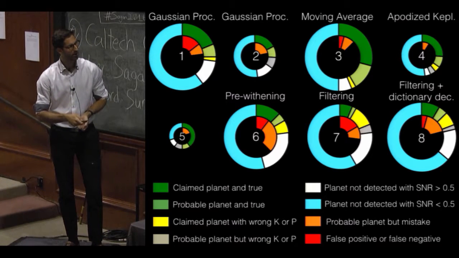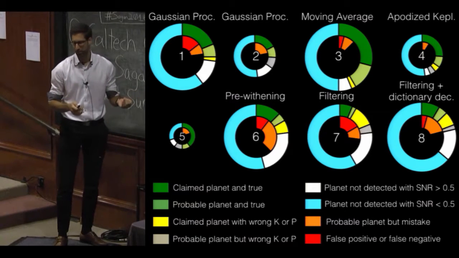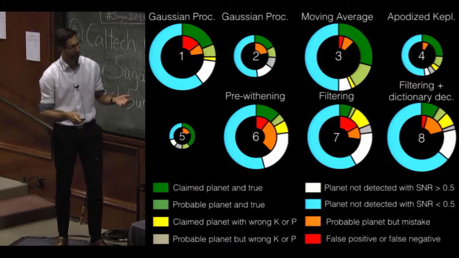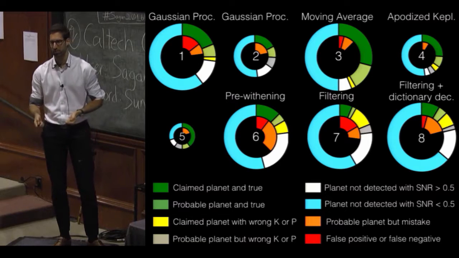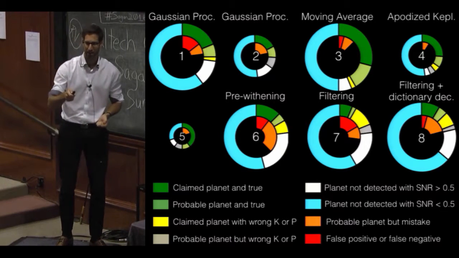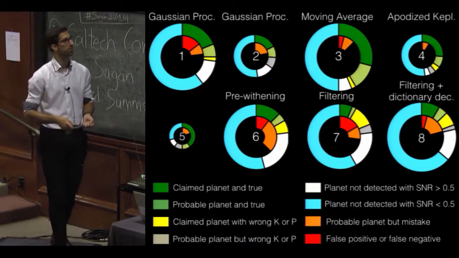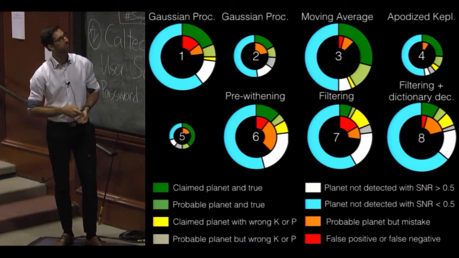And then blue here, it's planets that had a low signal to noise. So if the team didn't detect this planet, it was a difficult case. And finally, the red here, it's false positives. So the team said, we have a planet there, we are confident in it, but in fact, no planet was injected into the data.